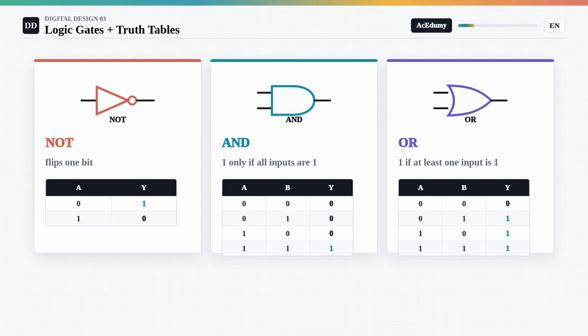Start with the three basic ideas. NOT flips one bit. 0 becomes 1 and 1 becomes 0. AND is strict. Its output is 1 only when all inputs are 1. OR is permissive. Its output is 1 when at least one input is 1. These three rules already feel like small sentences. Not this, this and that, this or that. Digital design turns those sentences into hardware.